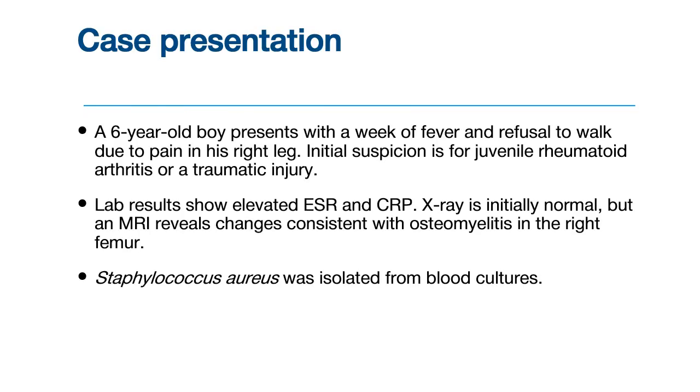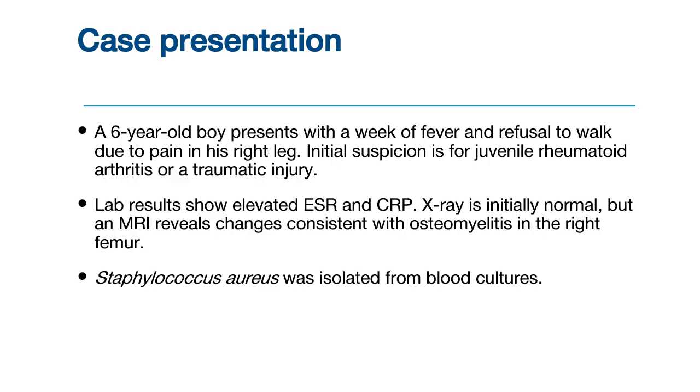We'll illustrate hematogenous osteomyelitis in children by presenting this case. A six-year-old boy presents with a week of fever and refusal to walk due to pain in his right leg. Initial suspicion is for juvenile rheumatoid arthritis or a traumatic injury.